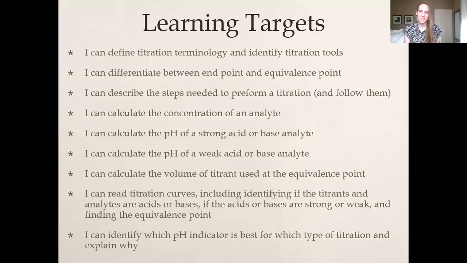We'll briefly look at some of the steps of performing a titration, but that's not going to be as important since you won't get to do one this year. Then we're going to look at how to calculate the concentration of an analyte, which is just a normal solution stoichiometry type problem. Then we're going to be using that information to calculate the pH of both strong acids and bases as well as weak acids and bases, where you're given a Ka or Kb value. And then we also are going to look at calculating the volume of titrant used, which is also a solution stoichiometry problem. And then the last thing we're going to be looking at is reading titration curves and picking indicators.